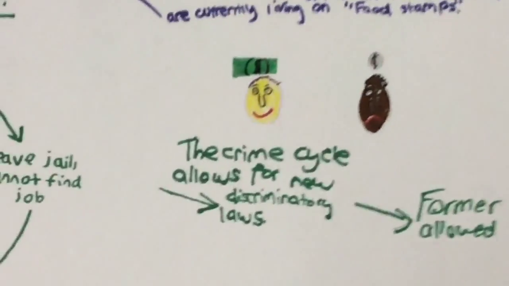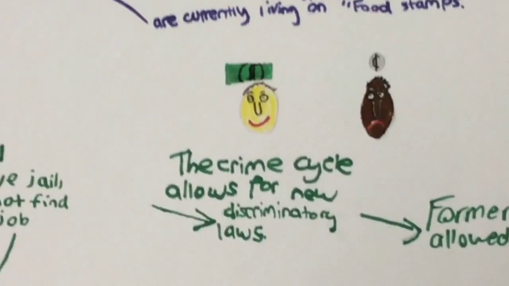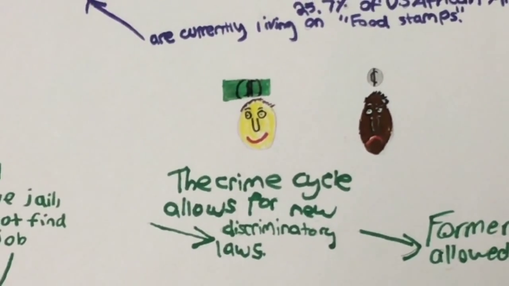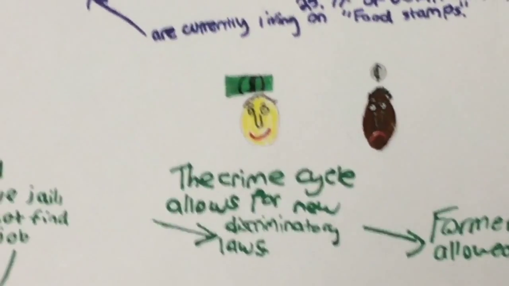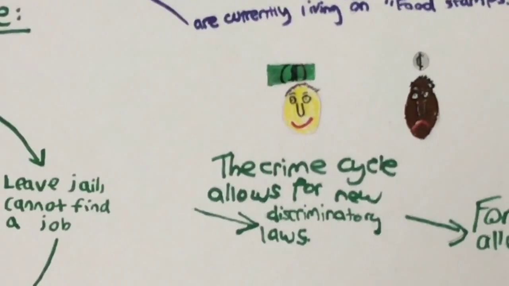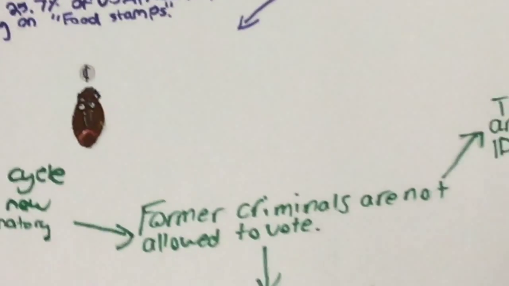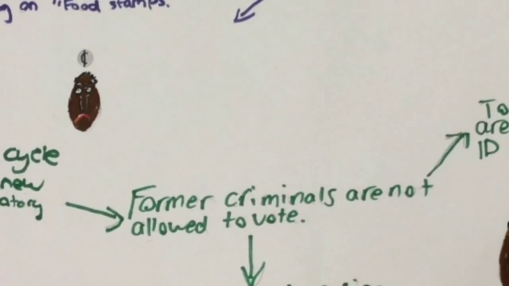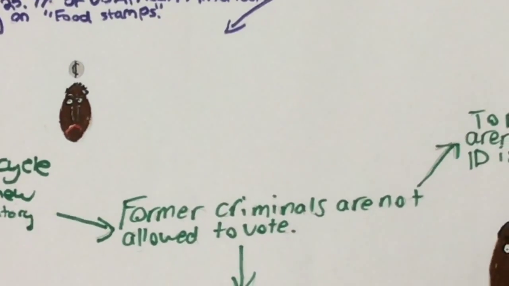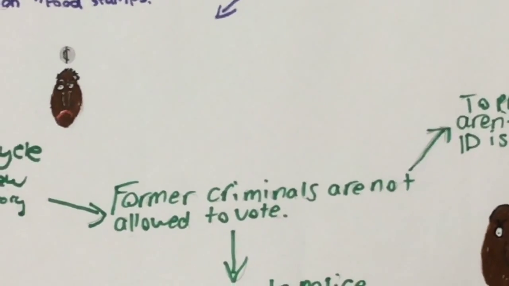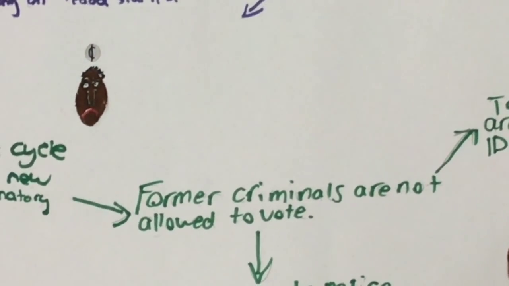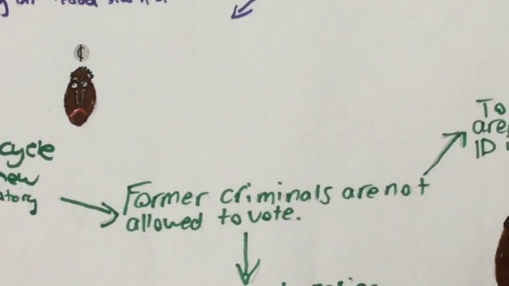Now, the crime cycle allows for more discriminatory laws. When you think about the way that convicts are treated in this nation, they are actually worth less than the rest of us, and they are deprived of basic American rights. Former criminals are not allowed to vote. Now, this does seem like a very logical idea. This has actually been an idea in our society for a very, very long time.